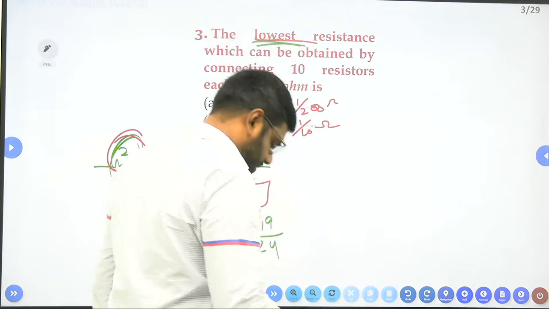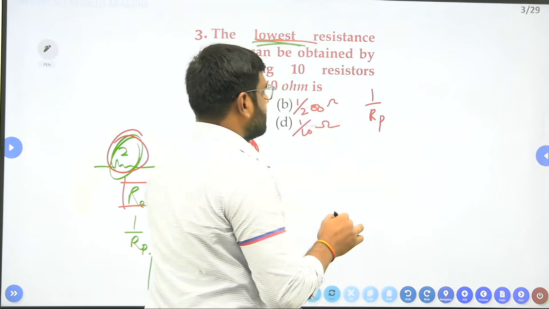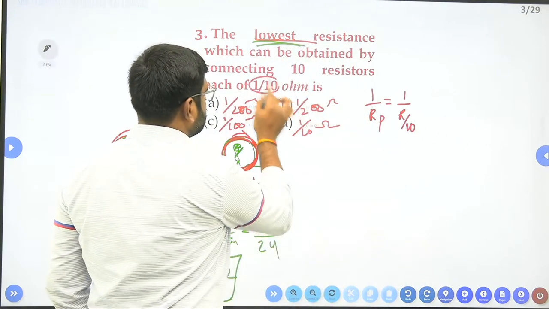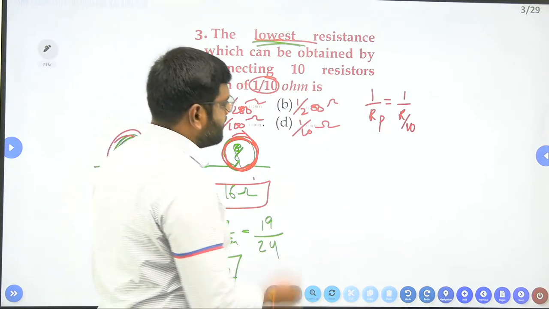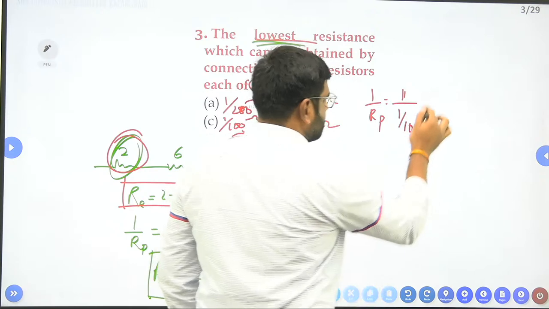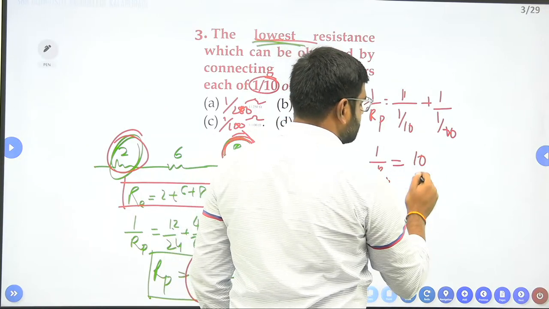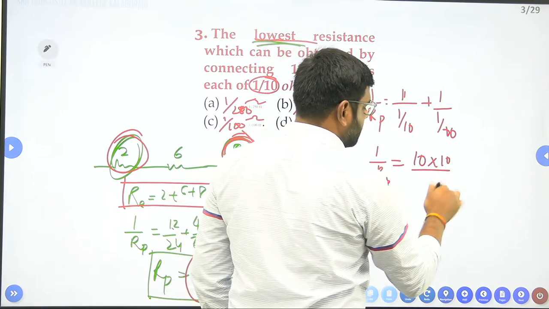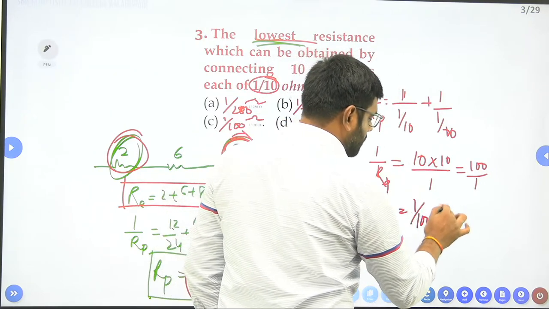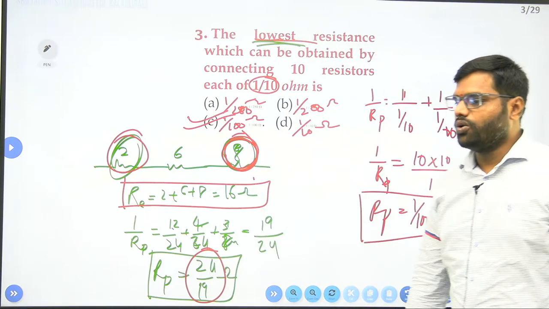Let us see here. I take the parallel combination. Why are we taking the parallel combination? As we know, that is where we will get the least. So 1 by RP is equal to, how many are there? 10 are there, right? So 1 by RP is 1 divided by 1 by 10, similarly 1 divided by 1 by 10, ten times. So 10 times 10 is 100 divided by 1. Then RP is equal to 1 upon 100 ohm. So the lowest is option C, 1 by 100 ohm. That is the answer.